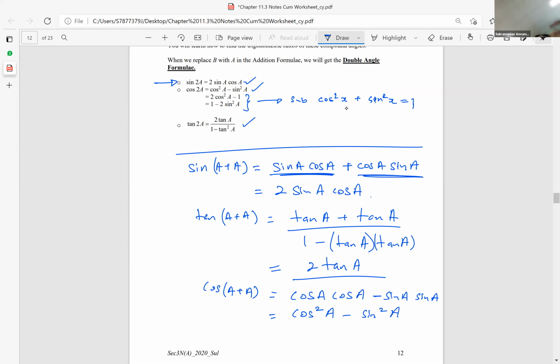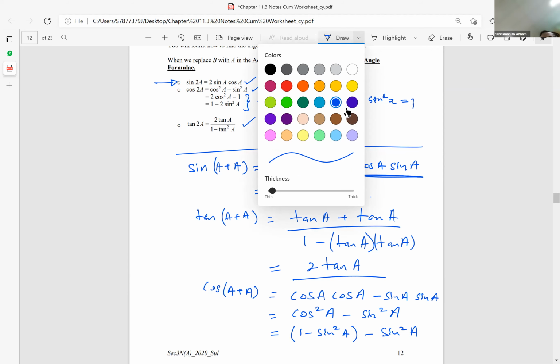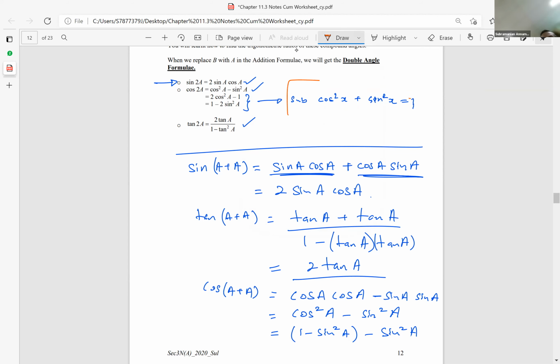Now, if I want to make combinations of it, if I want to have it all in terms of sine squared, then I will replace the cosine squared with 1 minus sine squared A. Do you know where I get this from? Anyone? It's from here. This is the identity that I'm using. So in place of cosine squared, I replace it with 1 minus sine squared A. This would give me 1 minus 2 sine squared A.